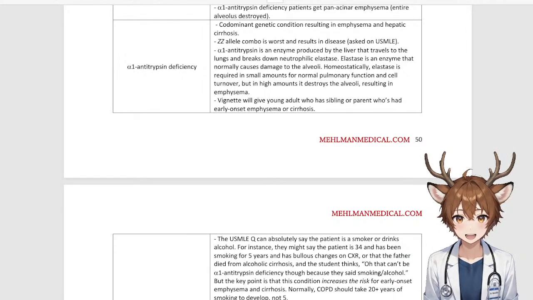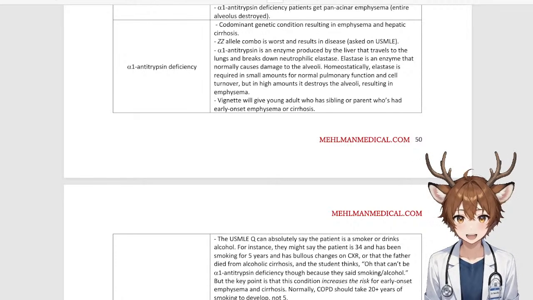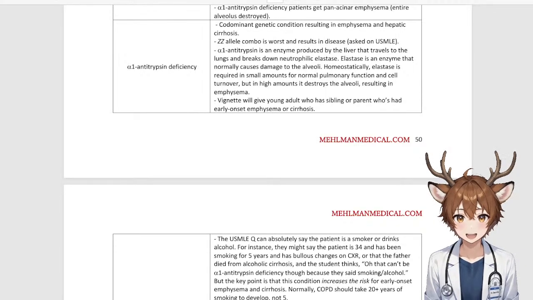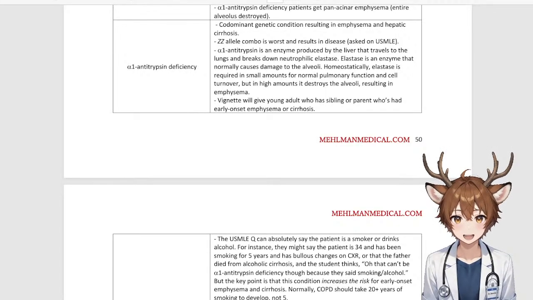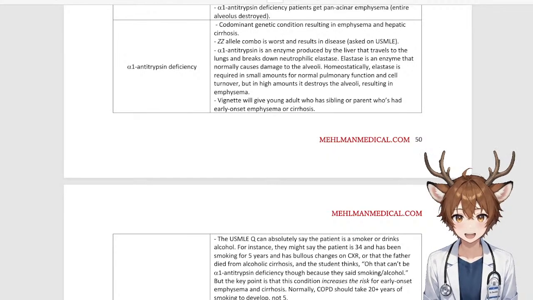Elastase is an enzyme that normally causes damage to the alveoli. Homeostatically, elastase is required in small amounts for normal pulmonary function and cell turnover, but in high amounts it destroys the alveoli, resulting in emphysema. The vignette will give a young adult who has a sibling or parent with early onset emphysema or cirrhosis.